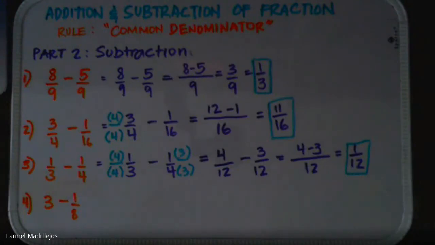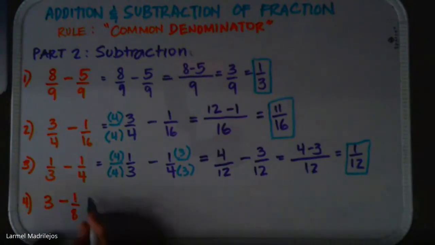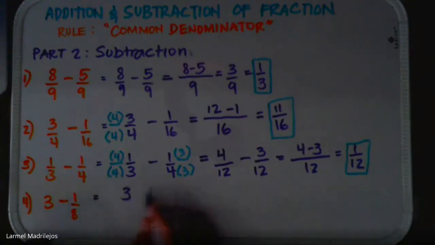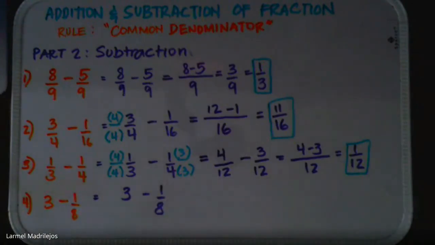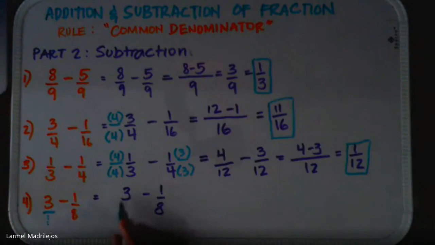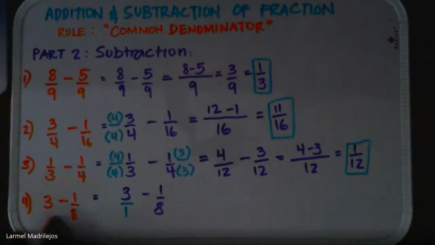Last question. It's a whole number minus a fraction. Review again. In basic math, a whole number can be written as a fraction, like 3/1. It's an imaginary number 1 there. So I'm just going to write 1 here as the denominator. Remember, a whole number, let's say 20, as a fraction is 20 over 1.